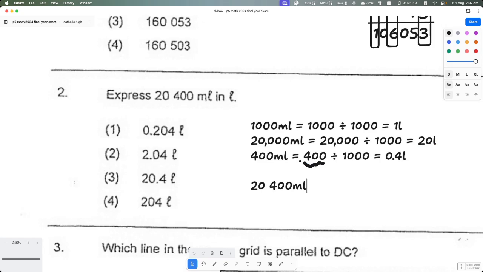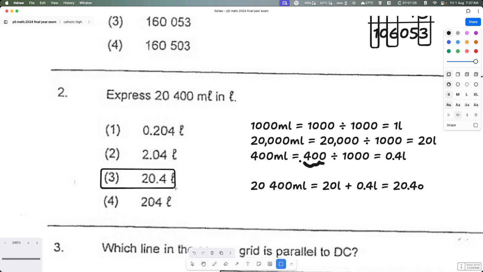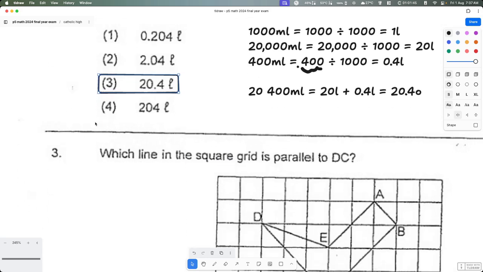Therefore 20,400 milliliters is equal to 20 liters plus 0.4 liters, which is equal to 20.4 liters. Okay, and the answer to this is number 3. That's what I see over here. Let's move on to the next question.